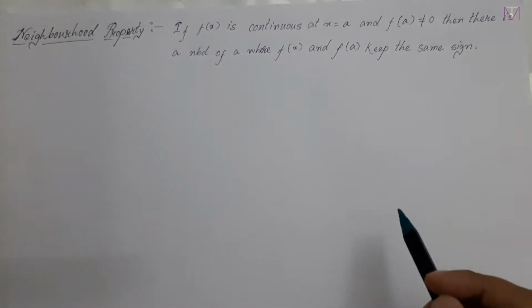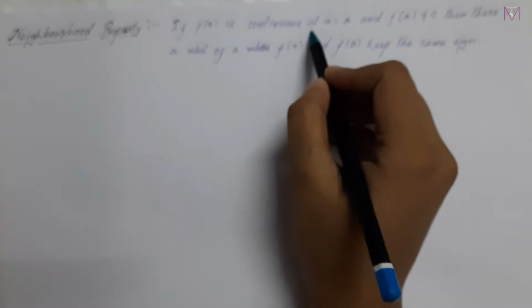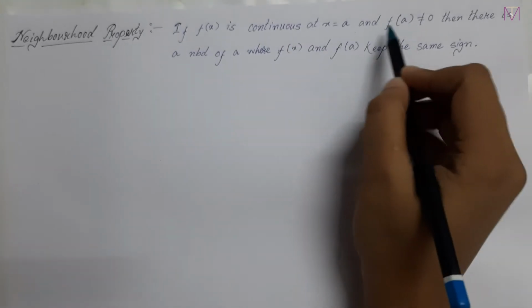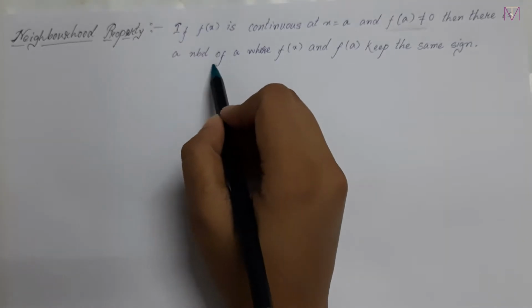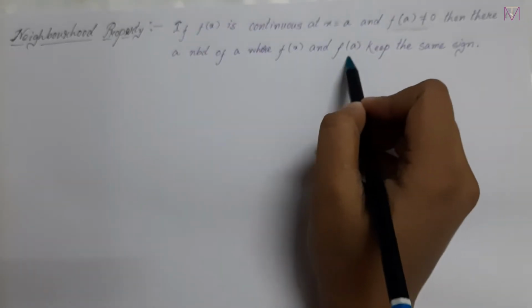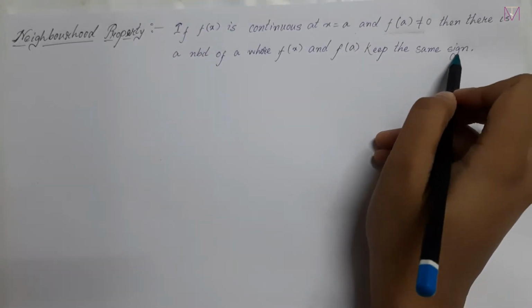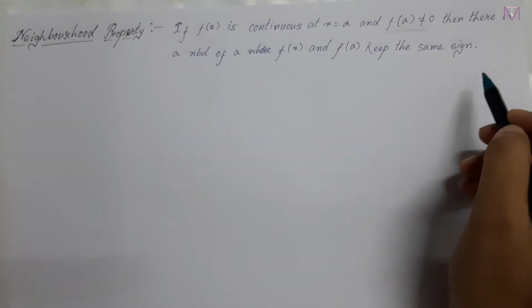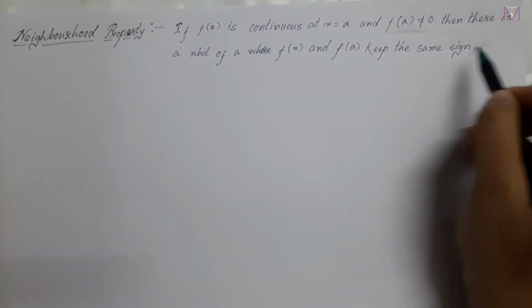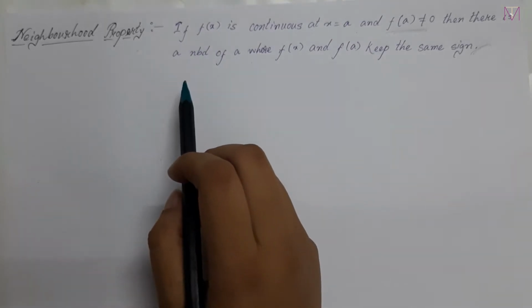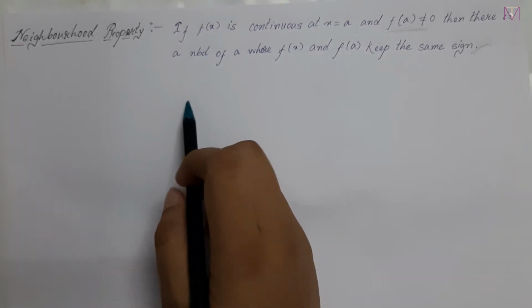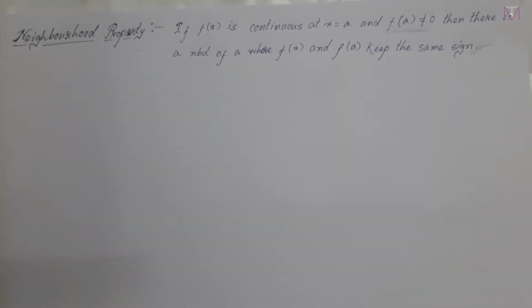Neighborhood property. If f(x) is continuous at x equal to a and f(a) not equal to 0, then there is a neighborhood of a where f(x) and f(a) keep the same sign. So this is the neighborhood property. Now we will go to Bolzano's theorem of continuity.